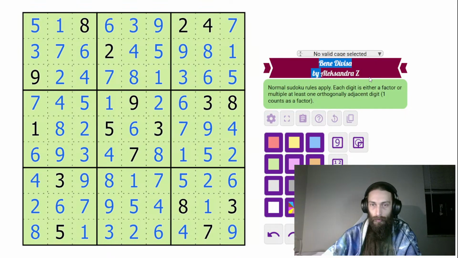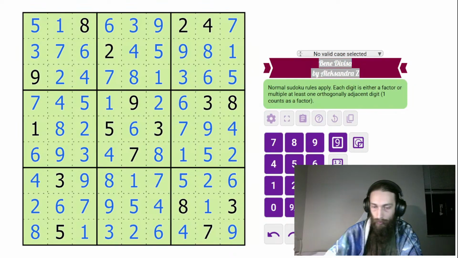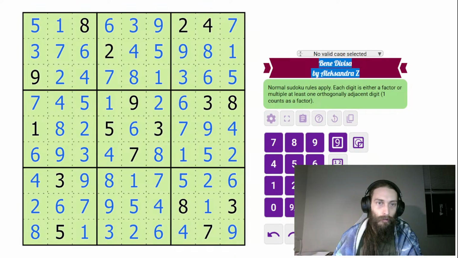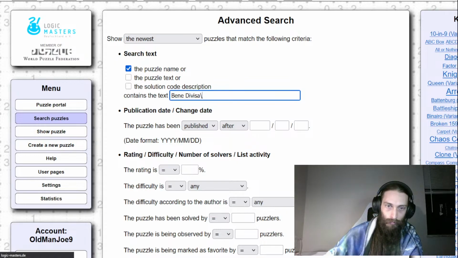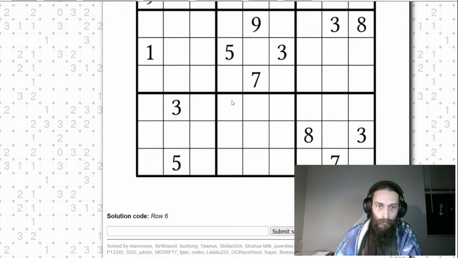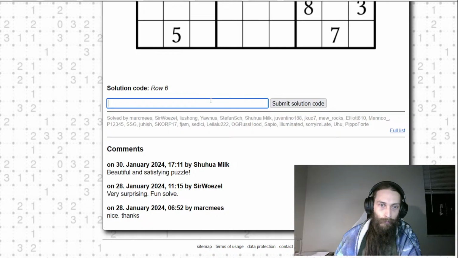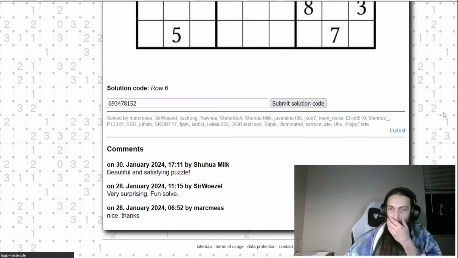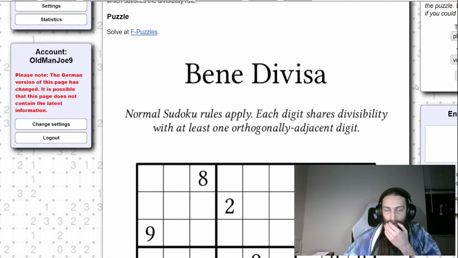Let us grab this, put it in my notes before we sign off. See if it's on Logic Masters Germany. And it is. Row 6 is this row. And that was a very nice puzzle.